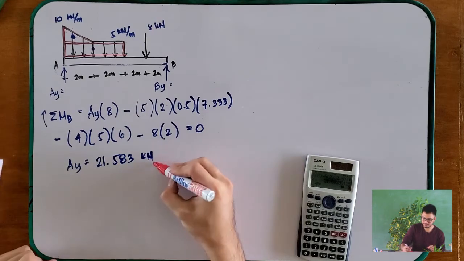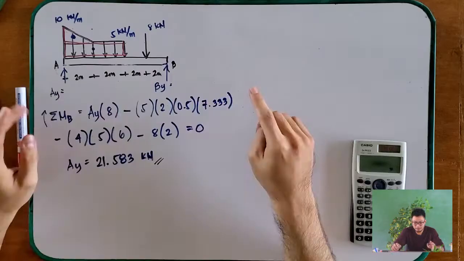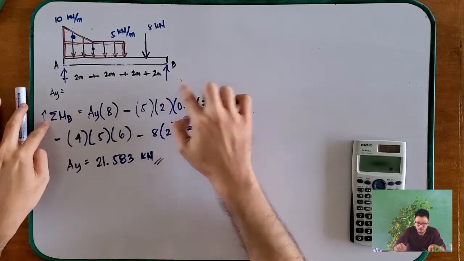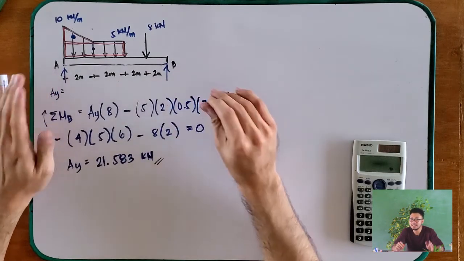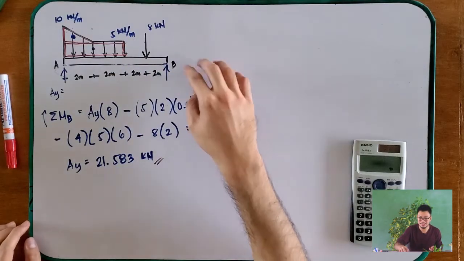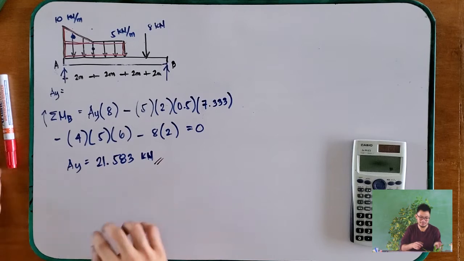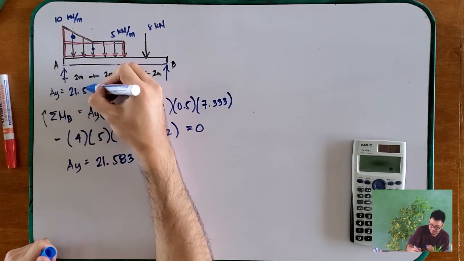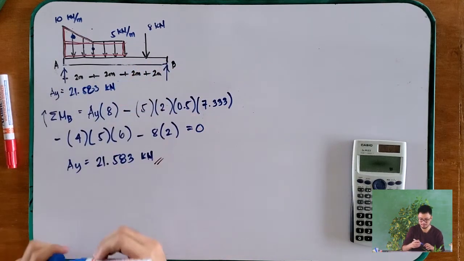Okay? Support reactions again. We are still far. So, a tip: you can choose not to solve for BY. In our problems now, we will always start at the left. I would highly suggest that if you have support reactions, it is best to solve for the left support, so you don't need to solve the right, because it won't show up later. So, that is 21.583 kilonewtons. Okay?